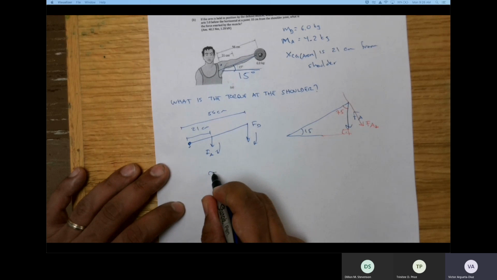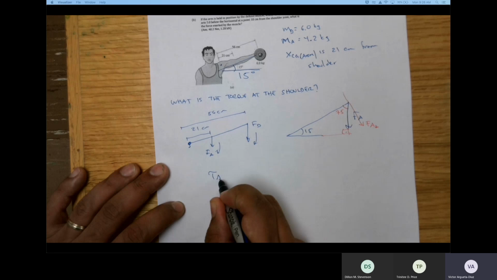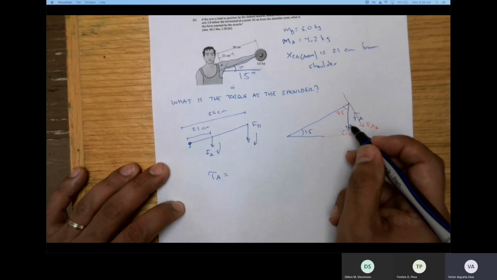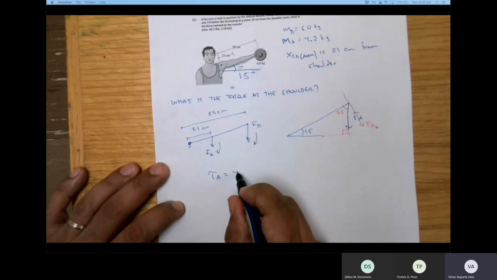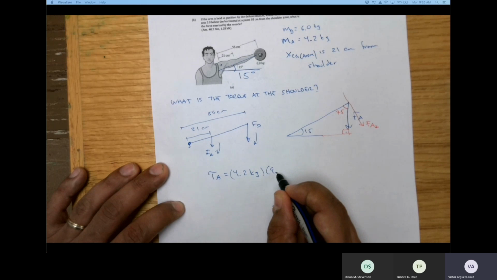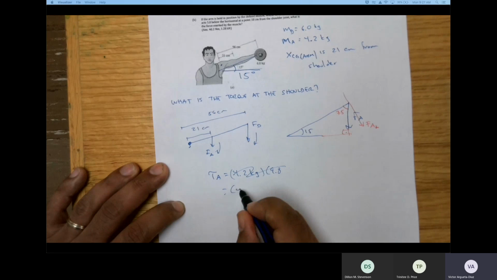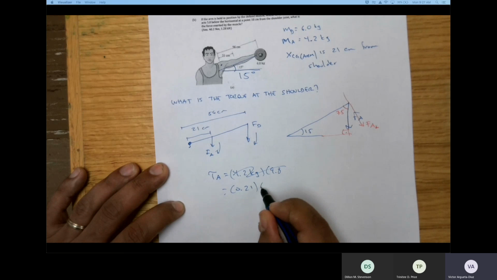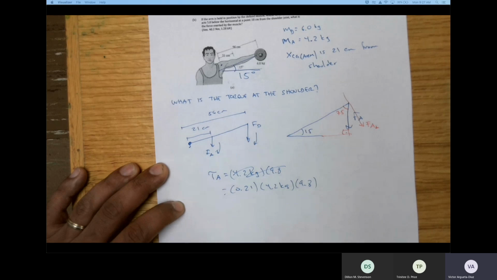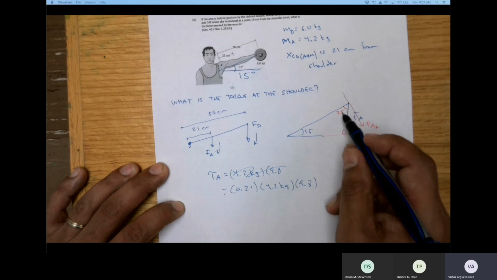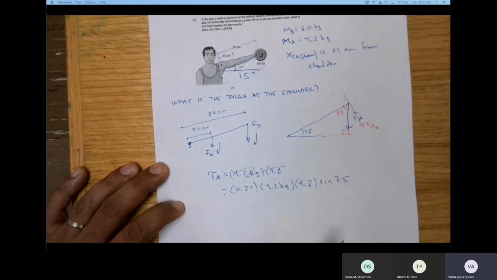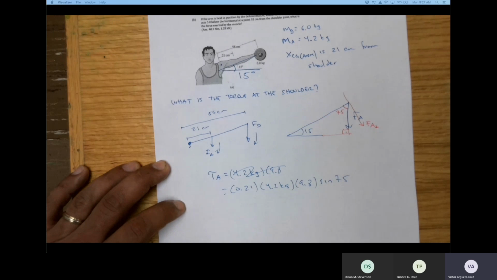So the torque of the arm is going to be, what is the arm? 4.2 kilograms times 9.8. Oh, sorry. 0.21 meters times 4.2 kilograms times 9.8 meters per second squared. And then I'm going to use sine of 75. And that's going to be the torque. It's going to be negative.